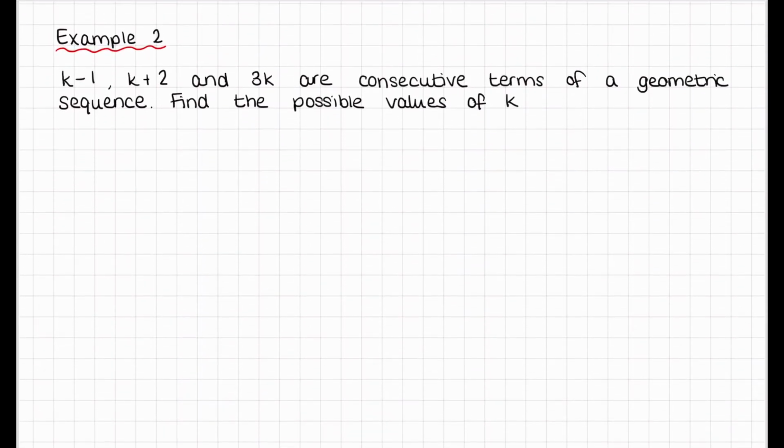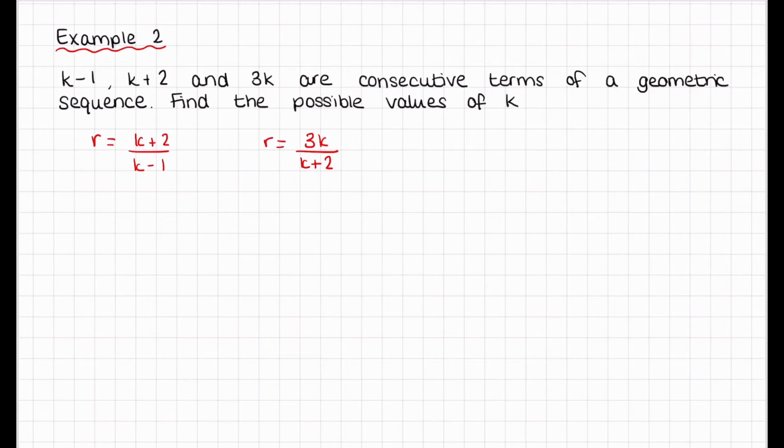Example 2, similar to what we did with arithmetic sequences. We've got k minus 1, k plus 2, and 3k are consecutive terms. Find the possible values of k. To find r, we can find two equations for r. We can have the second term divided by the first term equals r, and r would also equal the third term divided by the second term.